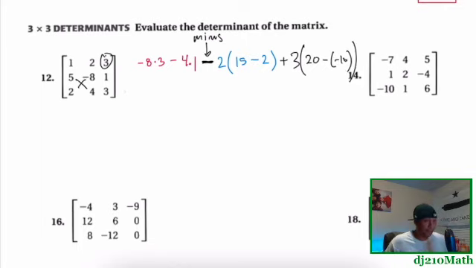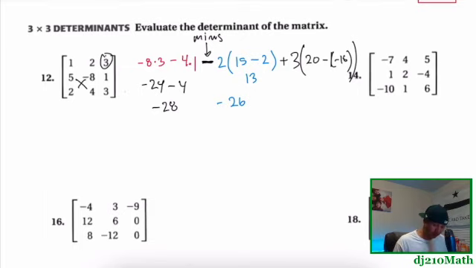Okay, and now we just calculate. That was 16, by the way. Okay, this is going to be negative 32. No, negative 24 minus 4 times 1, which is 4. And that's going to be negative 28. 15 minus 2, 13. 13 times -2, negative 26. This is plus, so this is going to be 36 times 3, 108.